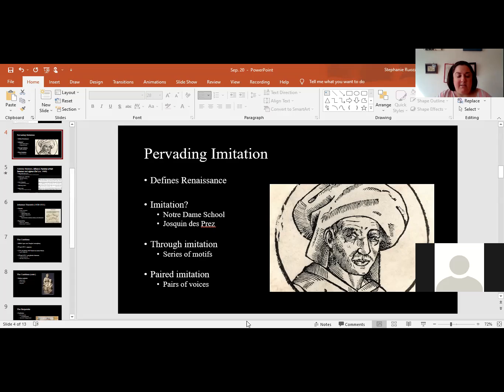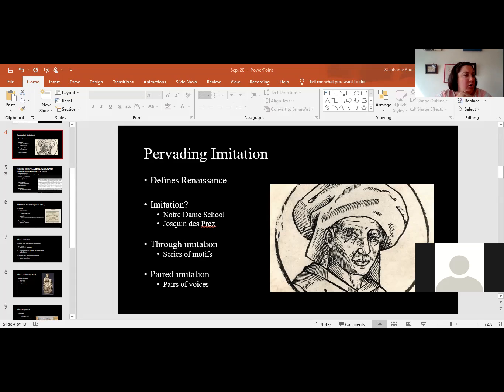Well, in the Renaissance, the number one way to incorporate a source text is what we call pervading imitation. Pervading imitation is the defining feature of Renaissance counterpoint. So if thirds, sorry, I don't count so well, if thirds are the defining feature of Renaissance harmony, pervading imitation is the defining feature of Renaissance counterpoint.